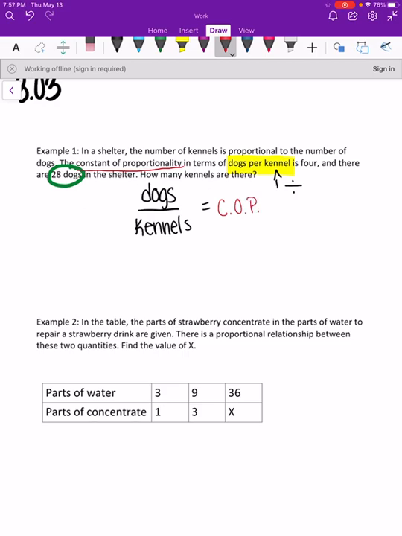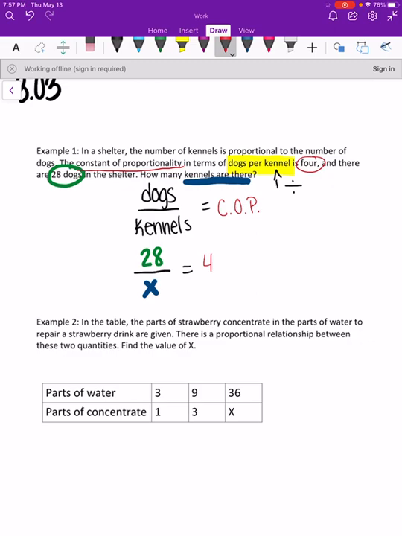So we have 28 dogs. So I'm going to fill that in. We have 28 dogs. And we don't know how many kennels there are. That's what we're trying to figure out. How many kennels are there? So I'm going to just put X down there for now. But I do know that our constant of proportionality is 4. So equals 4. So we need to solve for X.